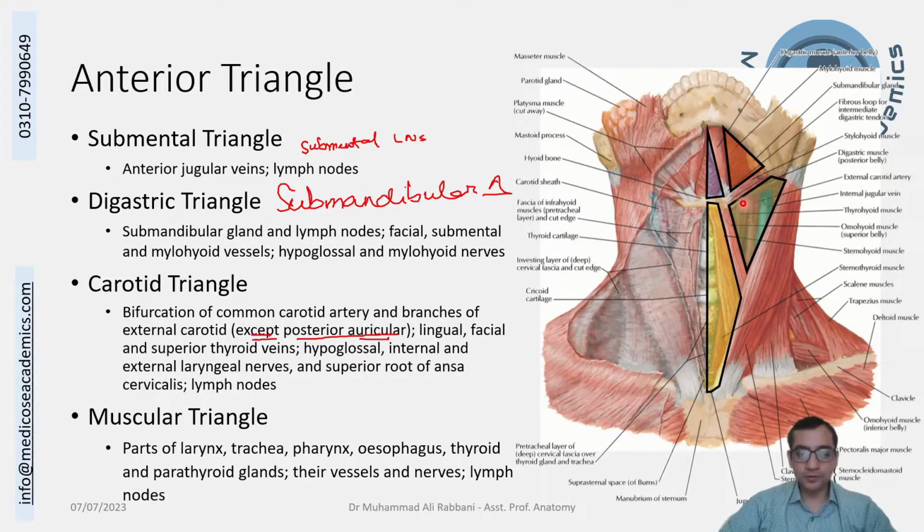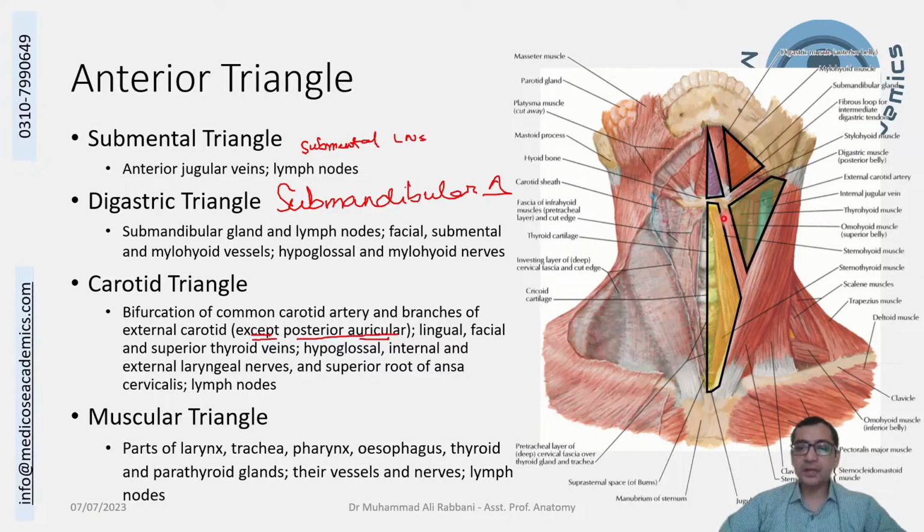Then there are lingual, facial, and all the other arteries, and the lingual and facial veins. You will memorize these vessels inshallah tomorrow when we discuss the arterial tree and the venous tributaries. And then there is the hypoglossal nerve, part of the ansa cervicalis, and the lymph nodes.